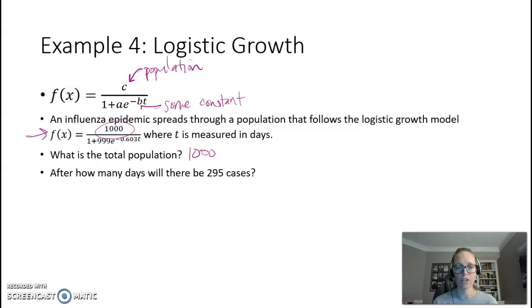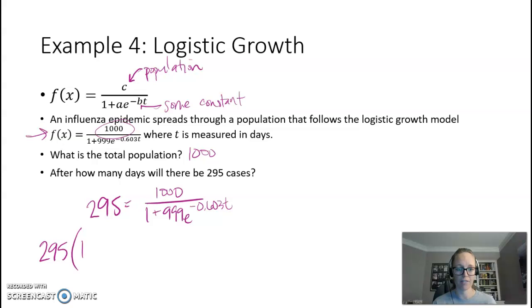And then it asks the question, after how many days will there be 295 cases? So we are solving this equation for 295. So I would plug in 295 for f of x, and then I would be solving for t. Okay. The first way to solve for t is to get rid of that fraction there, so I'm going to multiply both sides by the denominator. I'm going to get 295 times 1.999.